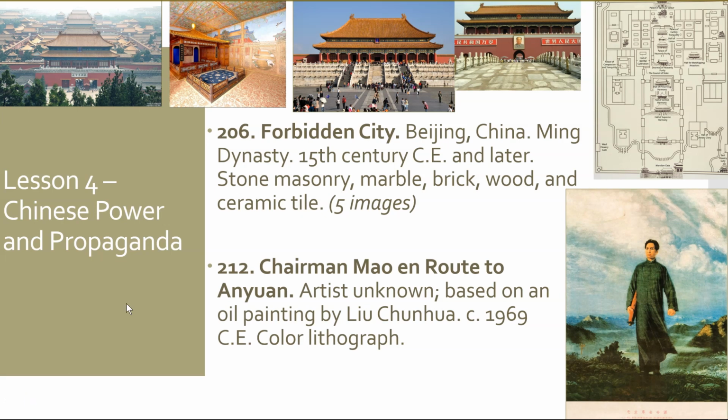All right, guys, today is lesson four. We're going to talk about Chinese power and propaganda. So the two pieces we'll look at are the Forbidden City, which you have five images of, which you can see up at the top, and then number 212, Chairman Mao en route to Anyuan. Both have pictures of Mao Zedong, so we'll be talking about him specifically as well.